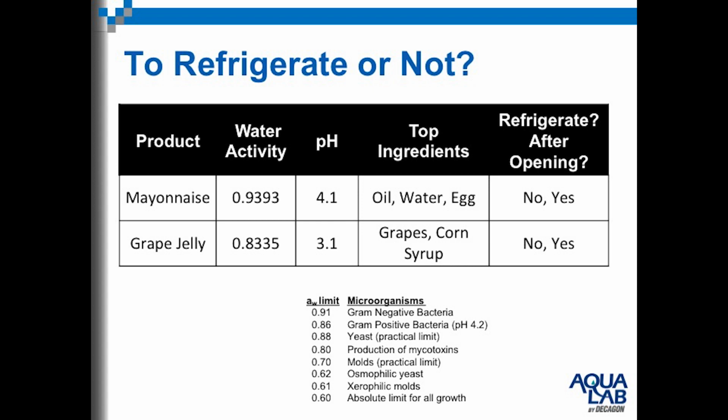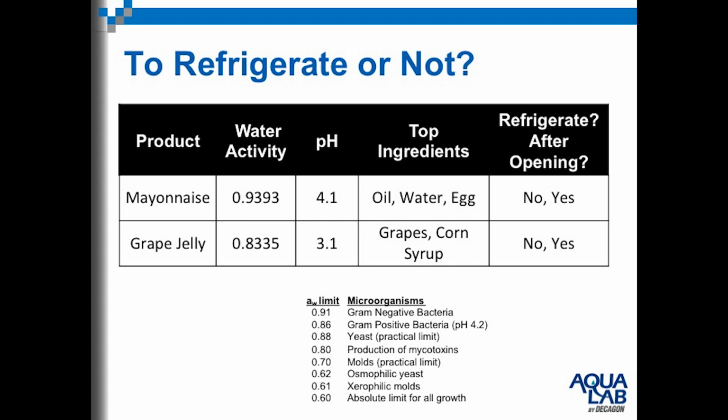And so we come to a question with some of these types of products of whether or not you would need to refrigerate them. Something like mayonnaise, which has a water activity of 0.93, very high water activity. Its top ingredients are oil, water, and egg. Do you have to refrigerate this product? Well, its pH is 4.1. It has a lot of vinegar in it as well. So you would not need to refrigerate this product at all. In terms of microbial safety, it's never going to support microbial growth.